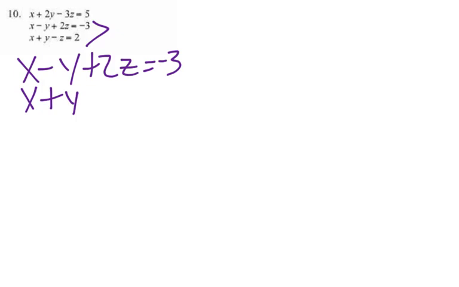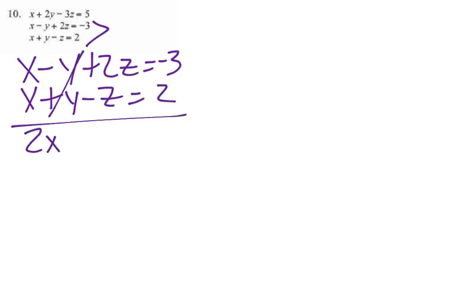Number 10, I want you to solve the system. It is your favorite because there's 3 of them. Let's start by choosing what we want to cancel. It doesn't really matter. Let's go with these second 2 because they're already set up. So x minus y plus 2z equals negative 3. X plus y minus z equals 2. 2x, the y goes away, plus z equals negative 1.